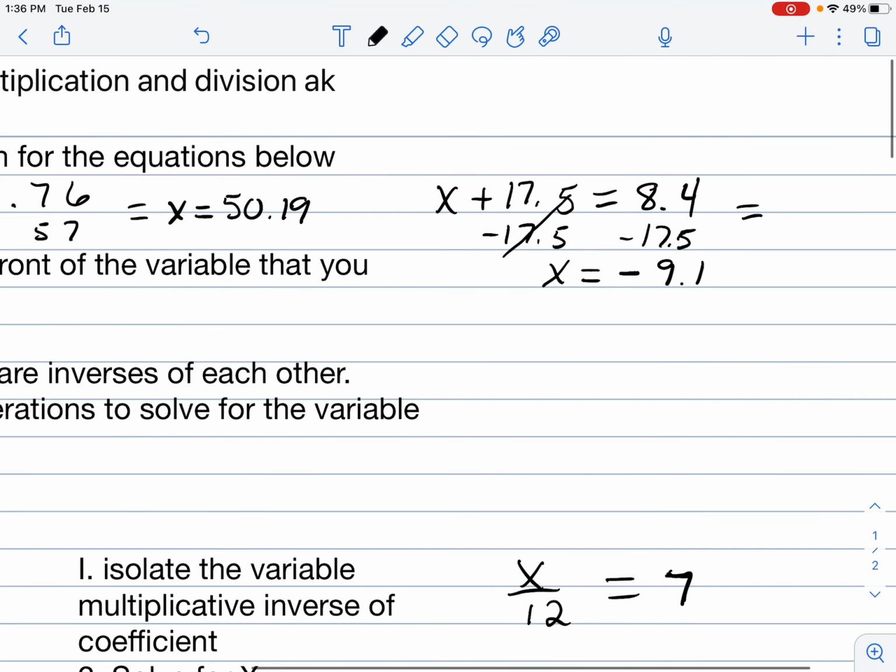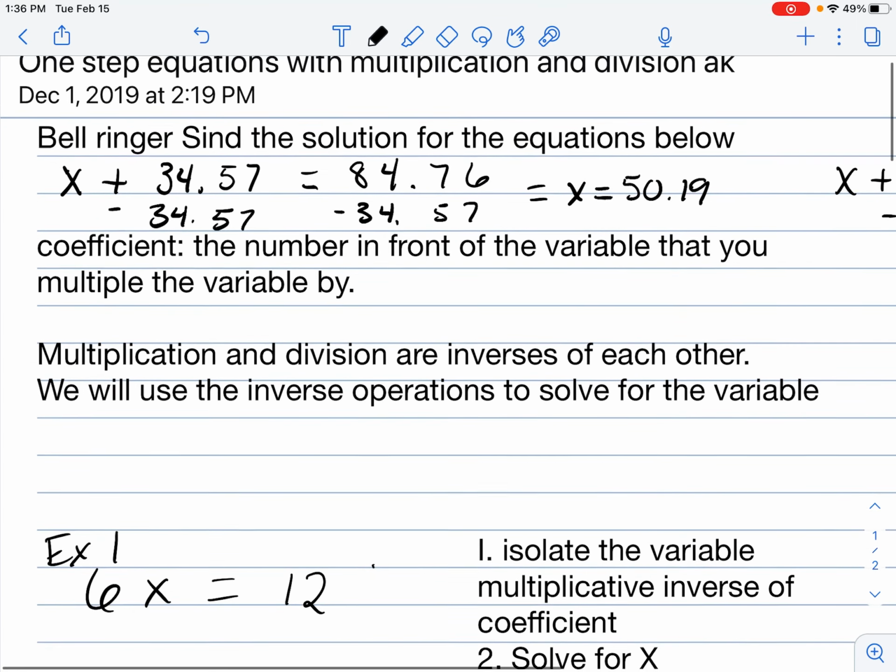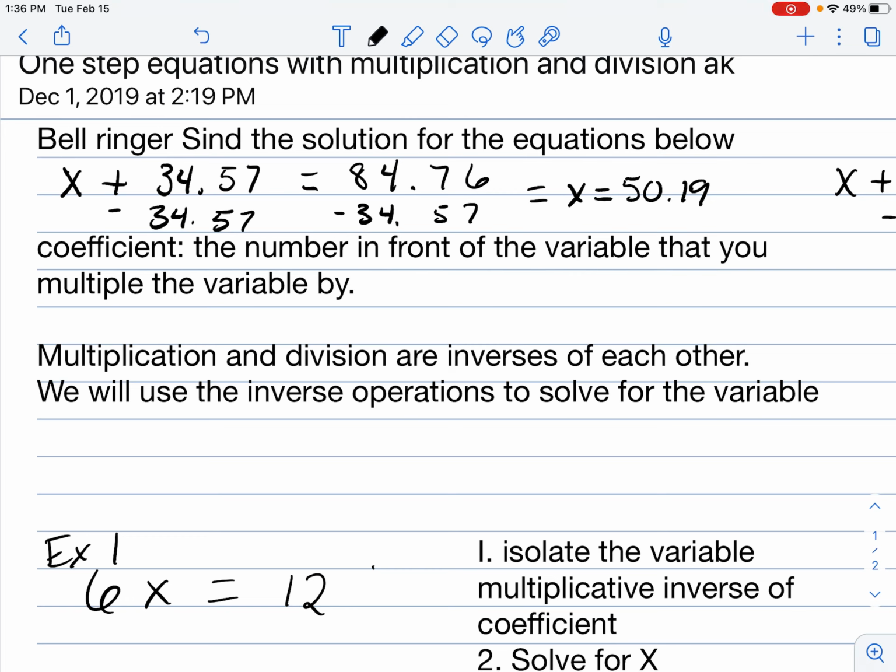All right, so that was yesterday. However, the steps are going to be the same, except instead of the additive inverse, we're going to be looking at the multiplicative inverse of the coefficient. The coefficient is the number in front of the variable that you are multiplying the variable by. So if you had 5 as the coefficient, the multiplicative inverse, or the reciprocal of 5, the number that you multiply 5 by to get 1, would be 1/5.